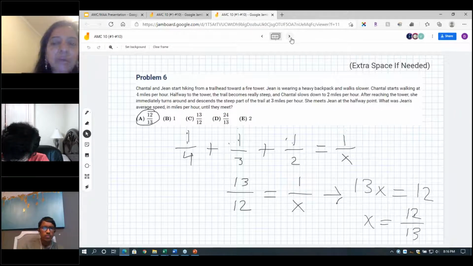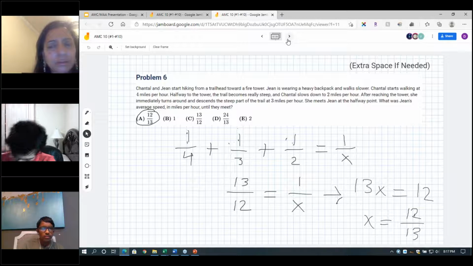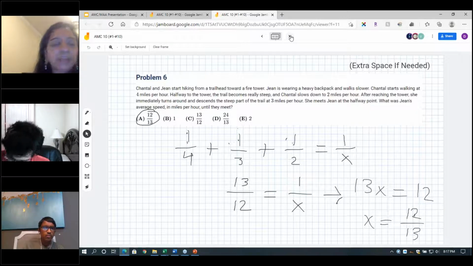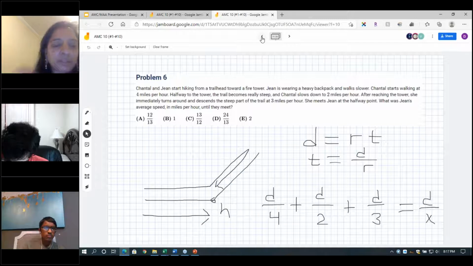So there's a question, how do you know that the two times for Chantal and Jean are equal? Wait, can you say that again? Yeah, I didn't quite understand the question either. I will clarify that. I think there's a general question around how you set up that first equation, the D by 4 plus D by 2 plus D by 3. If you can go over the process you're thinking around, how did you set up that equation? Yes.